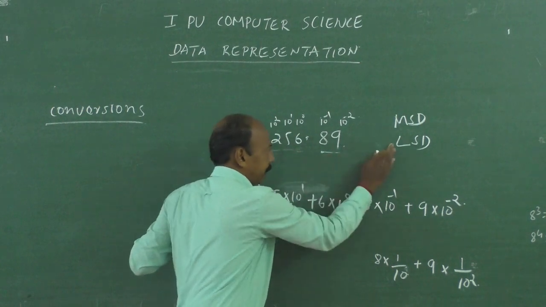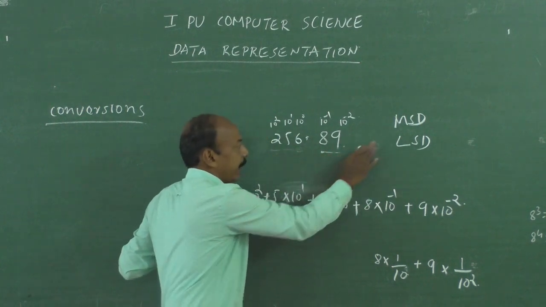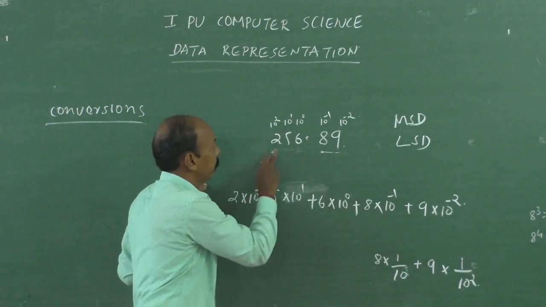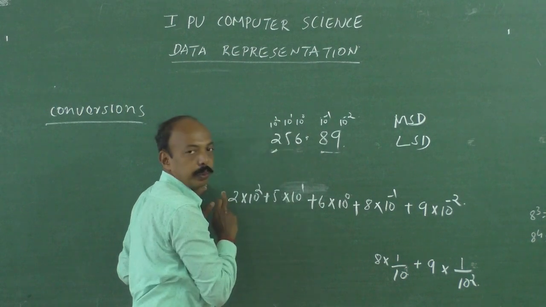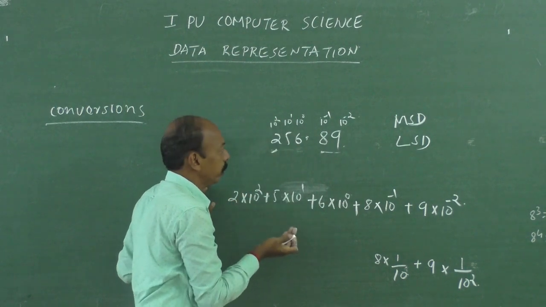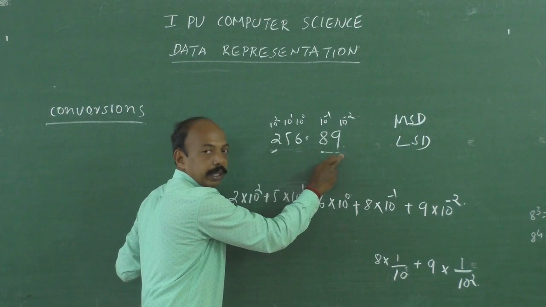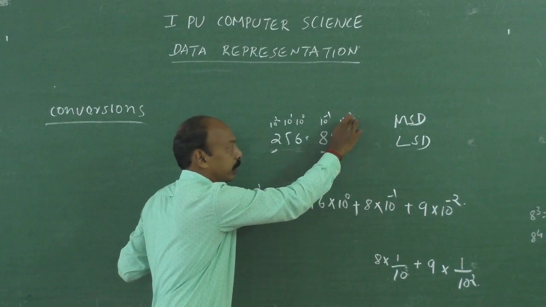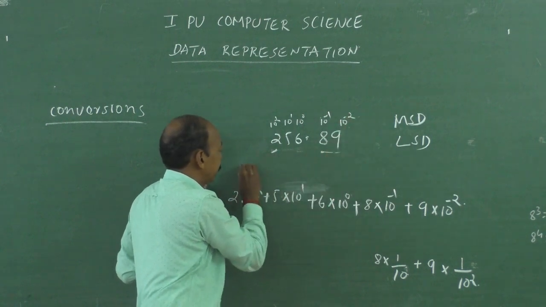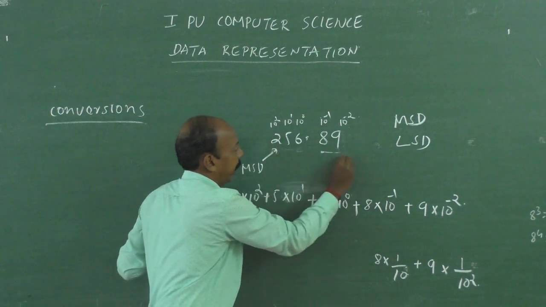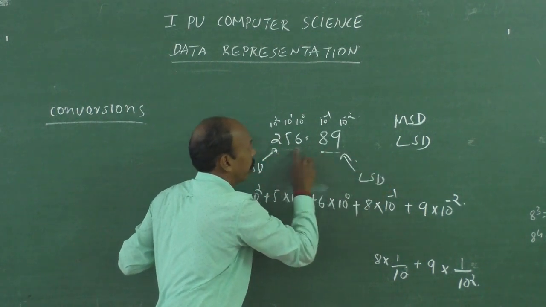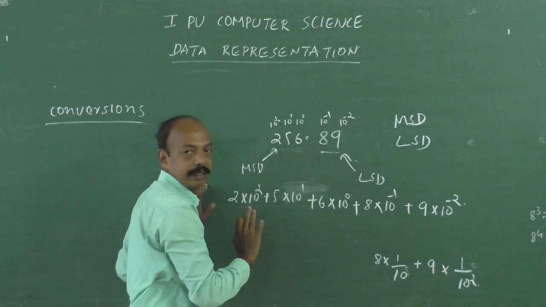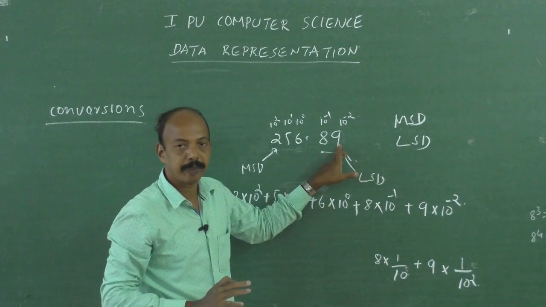So comparing the same with this particular number, which is MSD here? Of course, that is 2, because 2 into 10 to the power 2. Which is having the least value? Is this one or this one? Least value in this is this position. That's 10 to the power minus 2. So here MSD is this one and LSD is this one, not the 6. Suppose the fractional part is not there, then it is 6. In this case, it's 9. Hope it's understood.